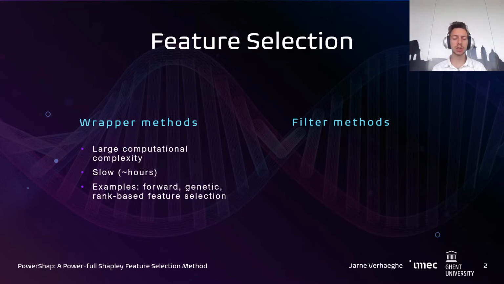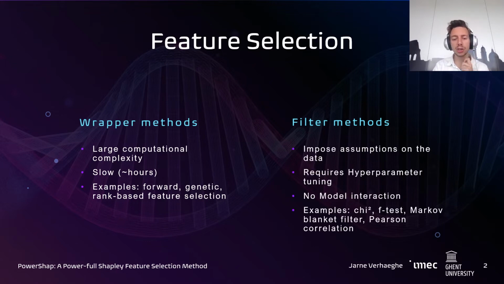Wrapper methods are generally strong, but they have a large computational complexity. Filter methods, on the other hand, are generally fast, but they impose assumptions, require hyperparameter tuning, and have no model interaction. Therefore, we developed PowerShap, which is actually a combination of these two methods.